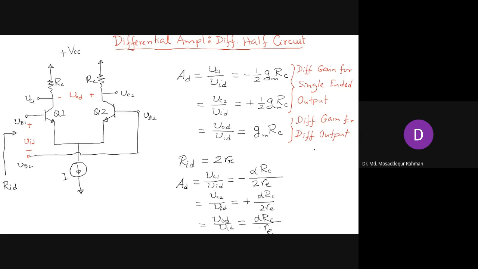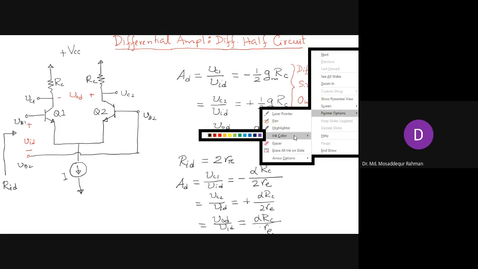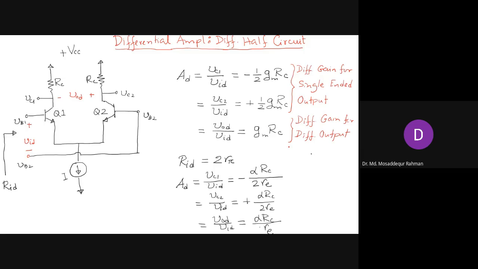So these are basically the same, and that we have shown in the last class also. You just use this relation that gm is alpha by RE, and if you use this, you get these relations. Guys, any questions so far?